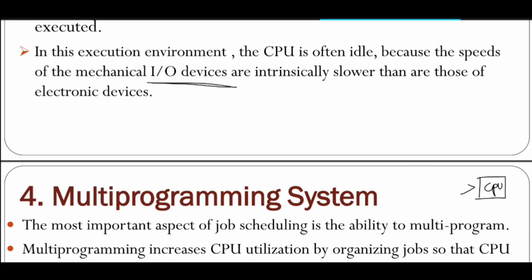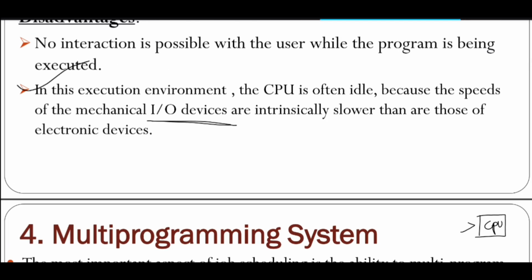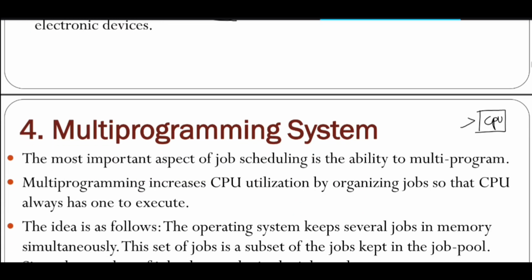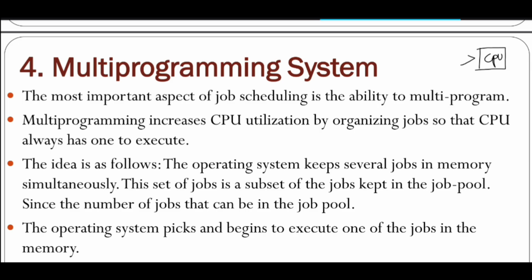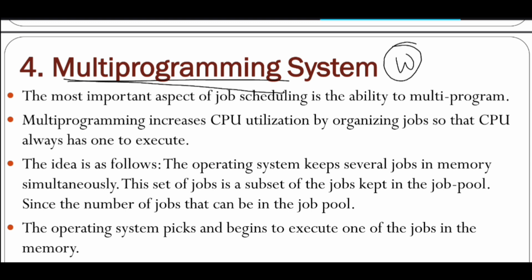Here is one thing we mentioned in our batch operating system: the CPU remains idle while it needs some input output during the execution. But in a multi-programming operating system, if the process needs some input output operation or some extra things, then it will go to the waiting stage. Then another process will be mapped to our CPU.